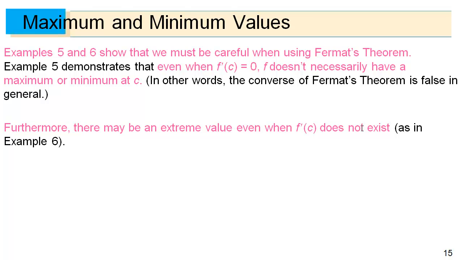So we must be very careful when trying to apply Fermat's theorem. First of all, we must know that even when the derivative equals 0, that doesn't necessarily mean we have a max or min, as we saw from example 5. And we also know that we can get an extreme value where derivatives don't exist. So we can't just go around taking derivatives and setting them equal to 0 and then saying those are our only possibilities. We have to also look for places where the derivative doesn't exist.